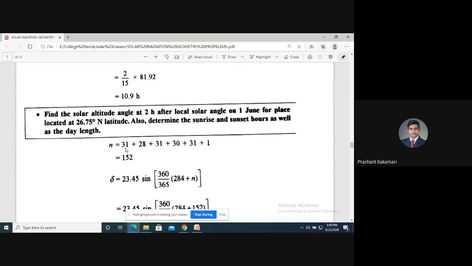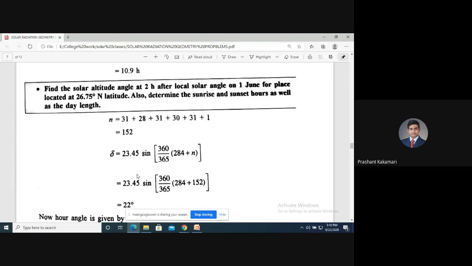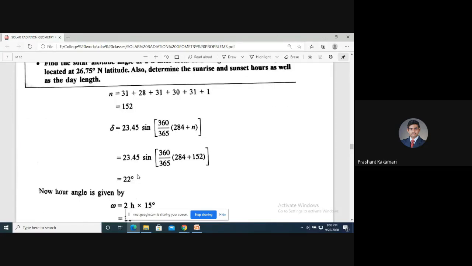For the 1st June, they again took the normal year here. In many problems they have not mentioned the specific year. We don't know which is the leap year, which is a full year. We are not clear, so we are always taking the same numbers for the given months: 31, 28, 31, 30, 31 like this. We are continuing, and for 1st June it is 1, so the nth day will be 152. From that, they are finding it.